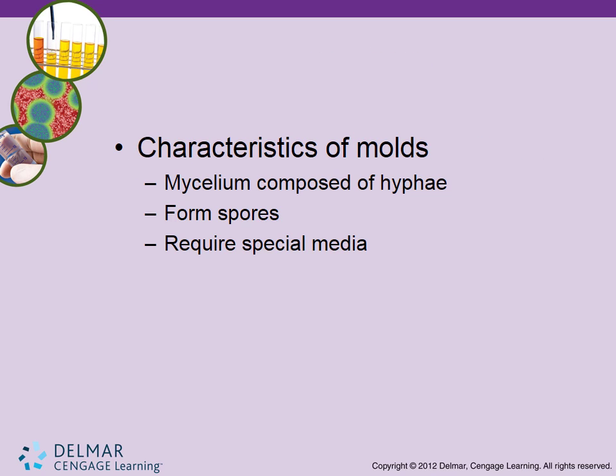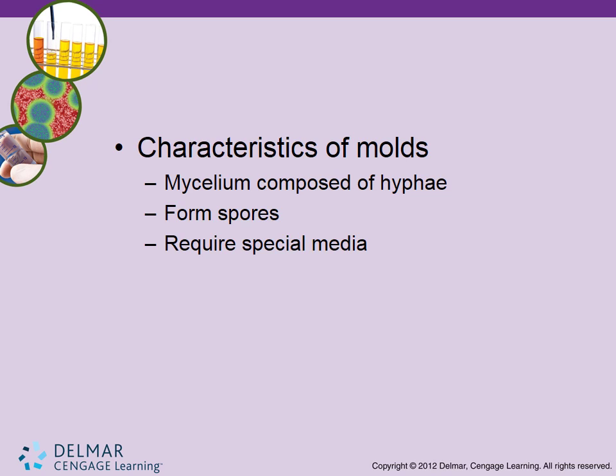Okay, so some characteristics of molds. They do produce a mycelium, which is composed of hyphae. This is a mass or mat of hyphae forming the vegetative portion of the fungus. And they form spores, which is generally the reproductive body of the mold.